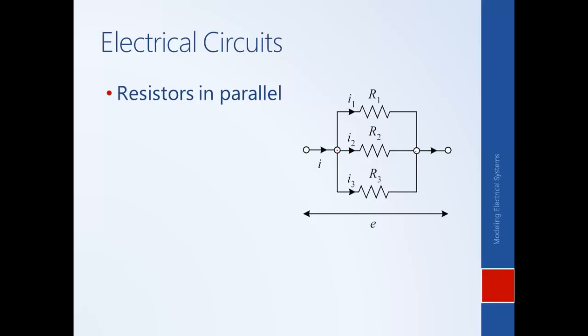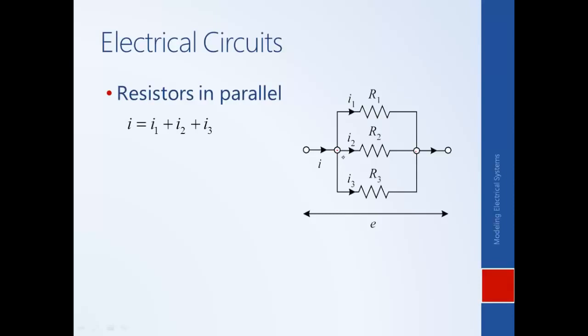So you can sort of imagine that we have electrons flowing through here, and each of the electrons can choose a different path. Some of the electrons will flow through the first resistor, some through the second resistor, and some through the third resistor. To quantify how much current is flowing through each resistor, we can again use Ohm's law.